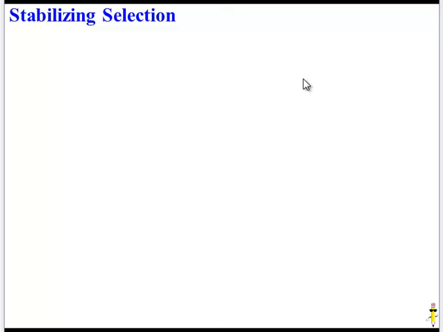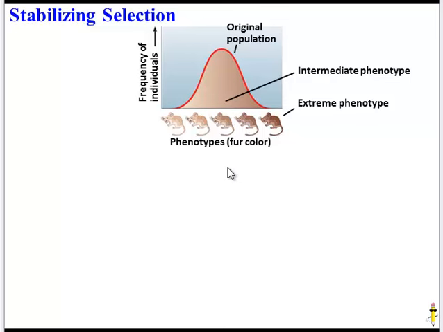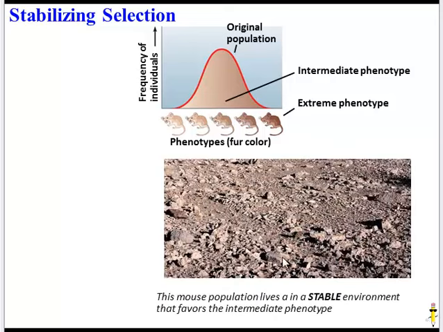The first example of natural selection is known as stabilizing selection. Let's say we've got a population of mice, and there is variation in their traits or phenotypes. Some are light, some are medium colored, and some are dark fur colored. Now, in the original population, most of the mice have the intermediate, the in-between phenotype. A few have the extreme phenotypes. Now, let's say the environment is stable, and the stable environment favors the intermediate phenotype. If you look at the ground here, this in-between color is similar to the in-between color of this mouse.